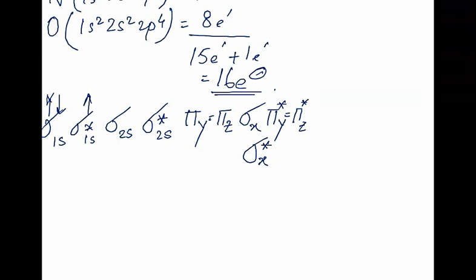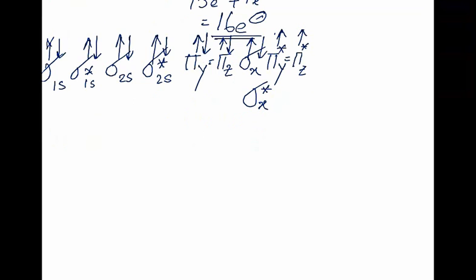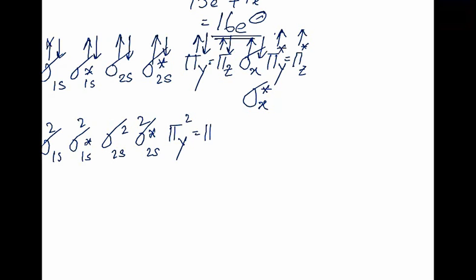1, 2, 3, 4, 5, 6, 7, 8, 9, 10, 11, 12, 13, 14, 15 and 16. So this can be written accordingly: 1s2, sigma star 1s2, sigma 2s2, sigma star 2s2, then we have pi y2 equal to pi z2, then you have sigma x2, then you have pi star y1 equal to pi star z1.